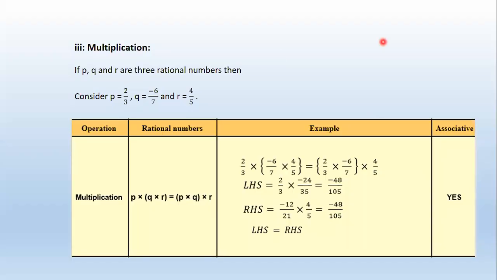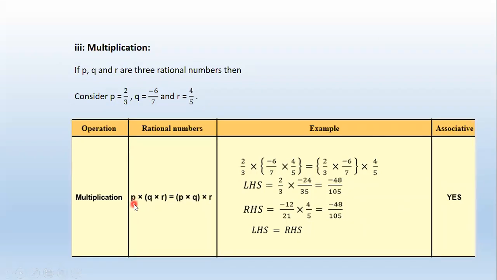Next, we are learning the associative property for multiplication. If P, Q and R are three rational numbers, then P into (Q into R) is equal to (P into Q) into R. We'll see this with an example. I have taken P is equal to 2 by 3, Q is equal to minus 6 by 7, and R as 4 by 5.